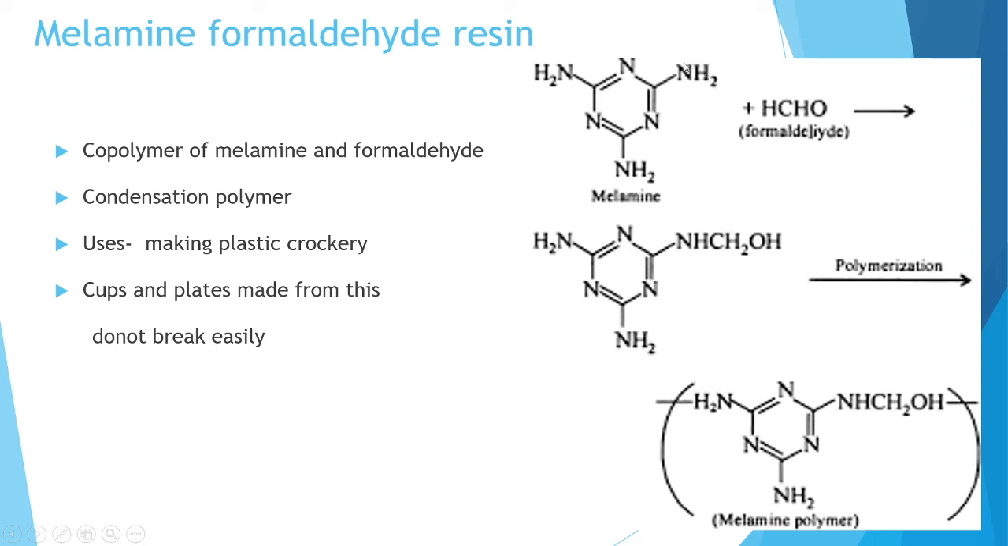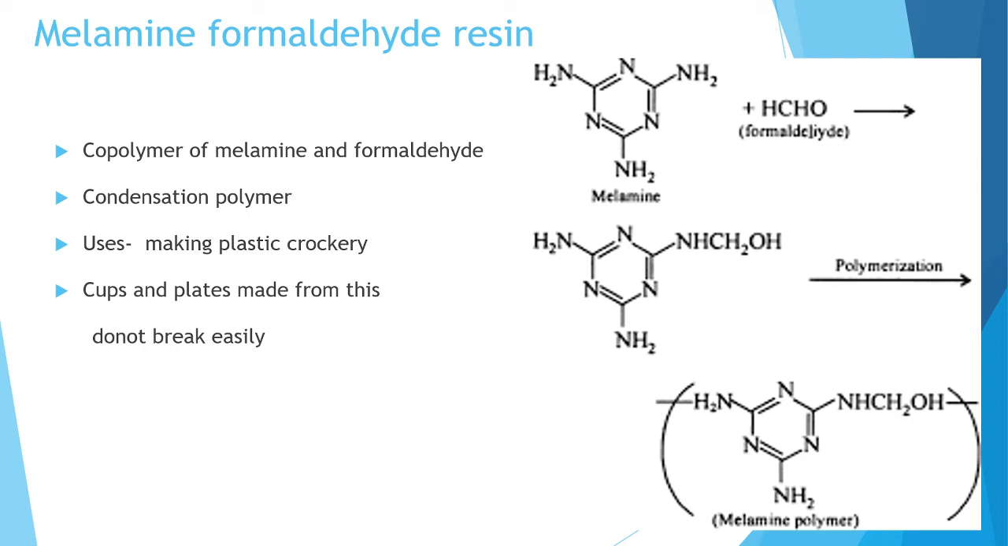Here, instead of NH2, we get NHCH2OH. This CH2OH comes from this formaldehyde, like in phenol formaldehyde resins, and it polymerizes to form melamine polymer. And it's also a condensation polymer, and it is used for making plastic crockery. And these cups and plates made from melamine formaldehyde resins do not break easily. So this is melamine formaldehyde resin.